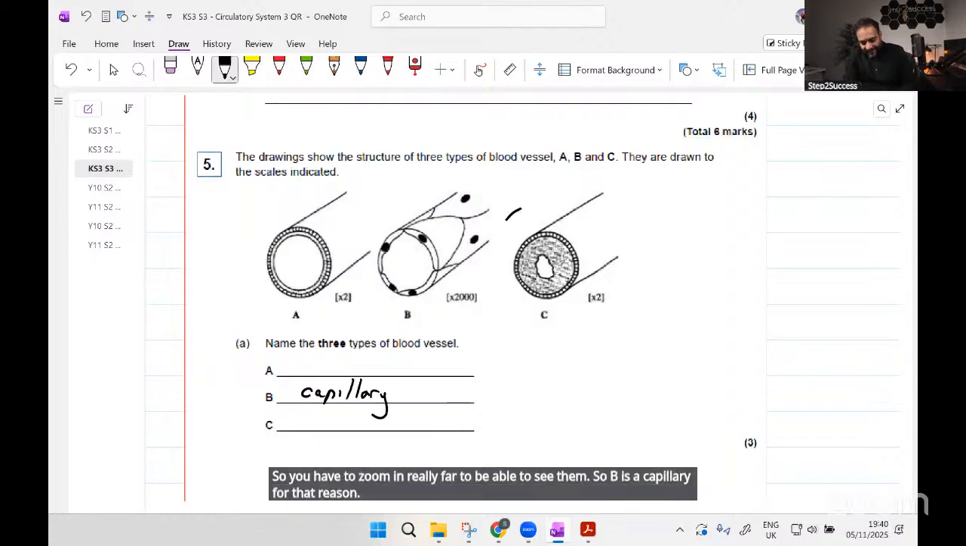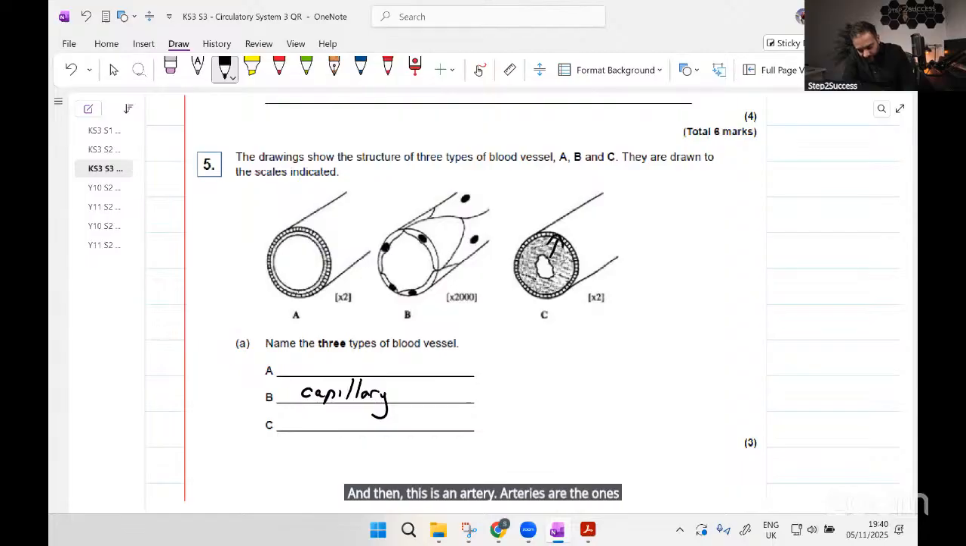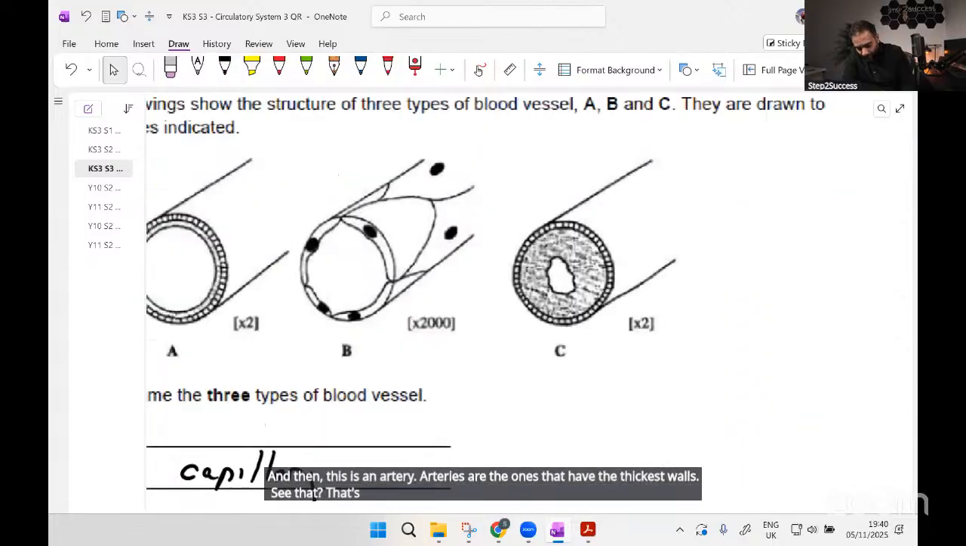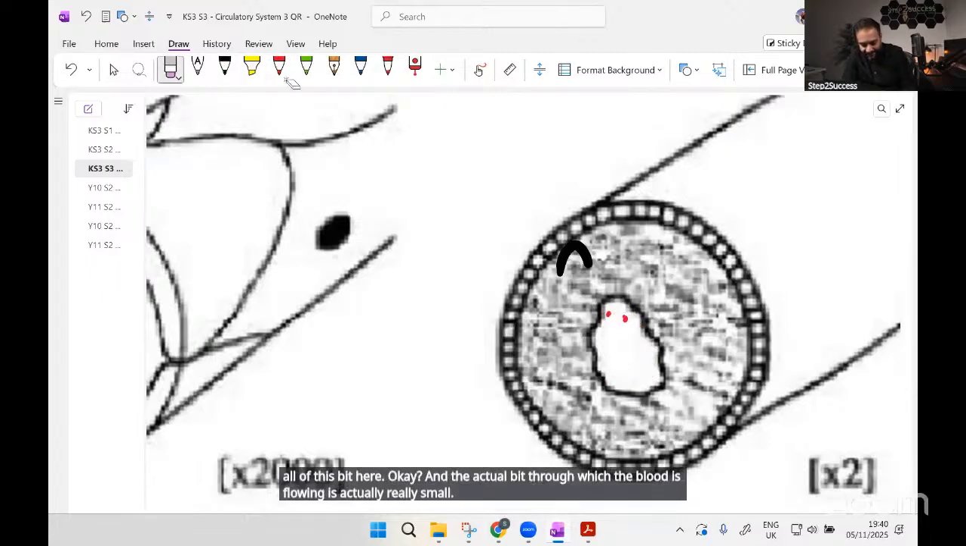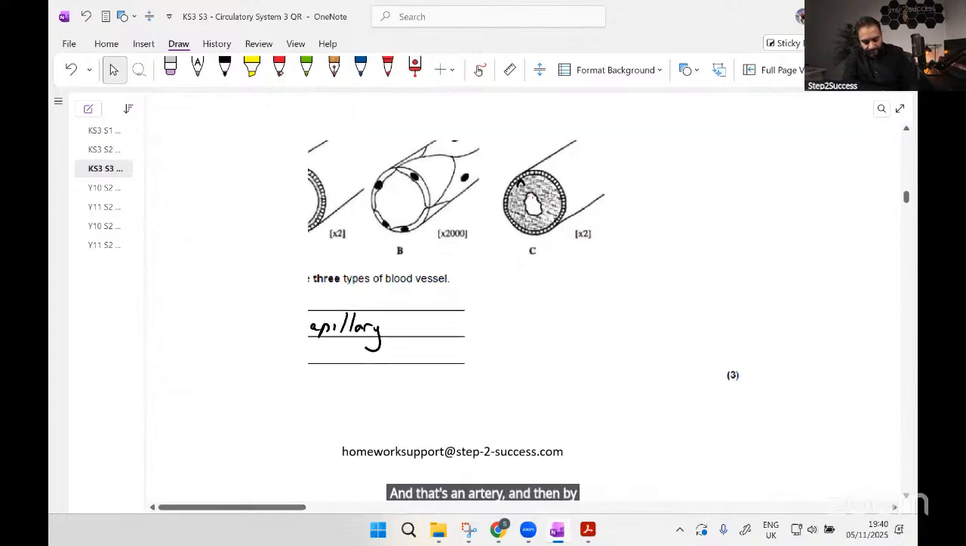And then this is an artery. Arteries are the ones that have the thickest walls. See that? That's all technically wall, all of this bit here. And the actual bit through which the blood is flowing is really small. That's an artery. And then by definition, the last one is a vein.